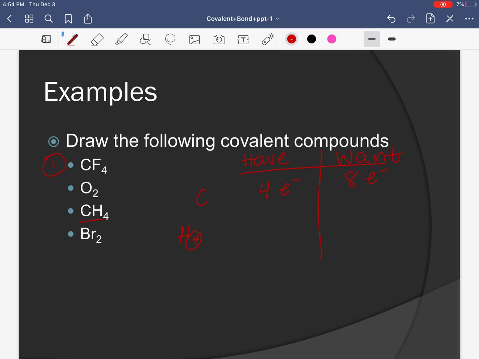Instead of writing it 4 times, I'm just going to multiply everything by 4. So I have 1 valence electron times 4, which gives me 4 valence electrons. I want 2 valence electrons times 4, which gives me 8 valence electrons. So we're going to add this up. 4 plus 4 is 8. 8 plus 8 is 16. 16 minus 8, all of that divided by 2. 16 minus 8 is 8, divided by 2 equals 4 bonds. Okay? Very similar to that first one we did.